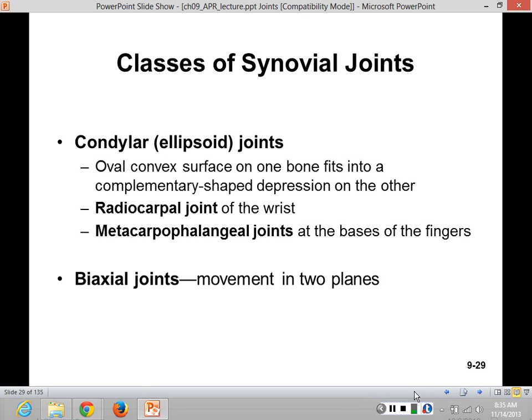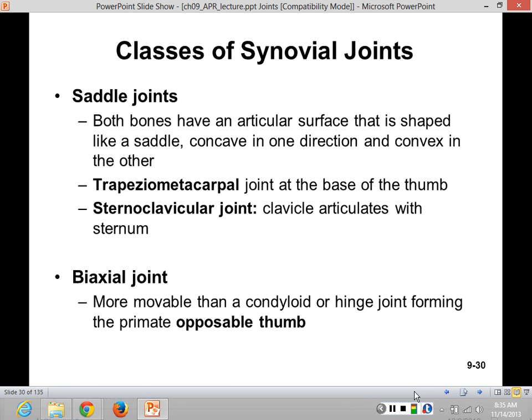Then you have the radiocarpal. As you can see, the radius kind of fits over the scaphoid, kind of like that. Okay? That's what it kind of looks like. All right? So you have your little depression right here, depression in the oval convex surface, which is right here. Radiocarpal. The radius articulates with what? Your carpal what? Bones.